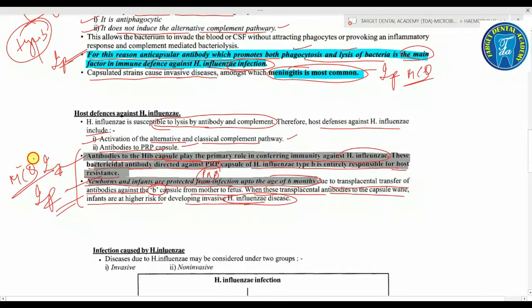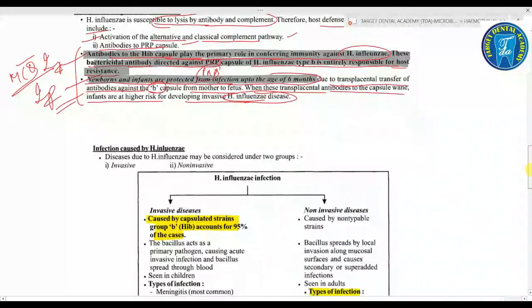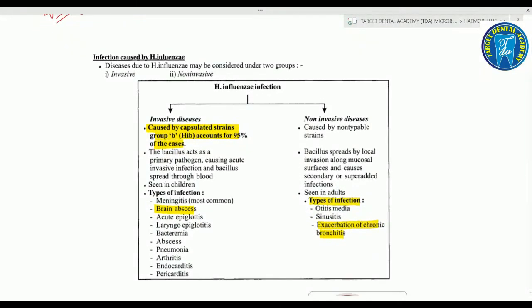Important from your MCQ point of view. Now coming on to the infections which are caused by H. influenzae. It is divided into two types, the invasive diseases and the non-invasive diseases. The invasive diseases are caused by the capsulated strain of group B, which accounts for 95% of the cases.